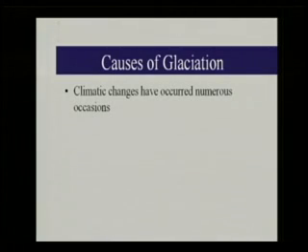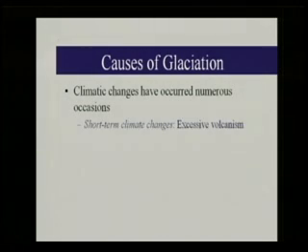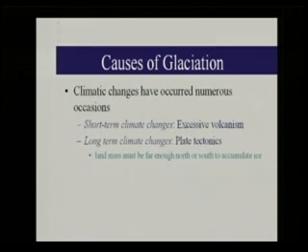What causes glaciation to occur? Well, in the past, climatic changes have occurred on numerous occasions. Short-term climate changes can be attributed to excessive volcanism, eruption of pyroclastics in the atmosphere, which blocks out sunlight. Long-term climate changes, on the other hand, are closely linked with plate tectonics because the landmass has to be far enough north or south on a pole in order to accumulate ice.